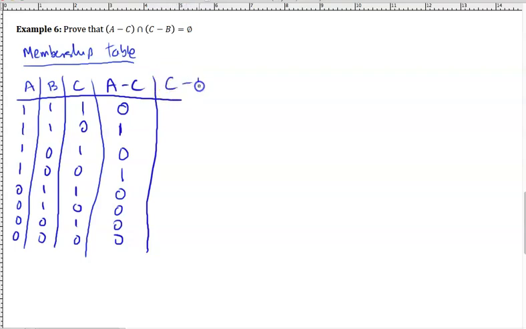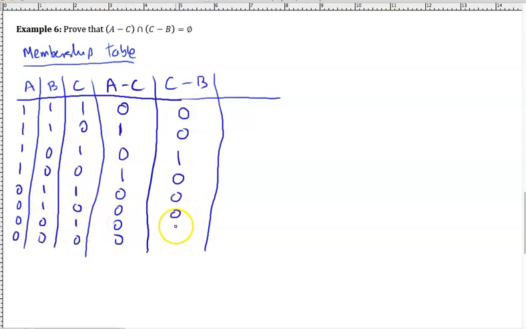Okay, now we're going to do C minus B. To get a 1 here, you have to have a 1 in C and a 0 in B. Otherwise, it's zeros. So 1 in C, 1 in B, that's a 0. 0 and 1, that's a 0. 1 and 0, that's a 1. 0, 0 is a 0. 1, 1 is a 0. 0, 1 is a 0. 1, 0 is a 1. 0, 0 is a 0.